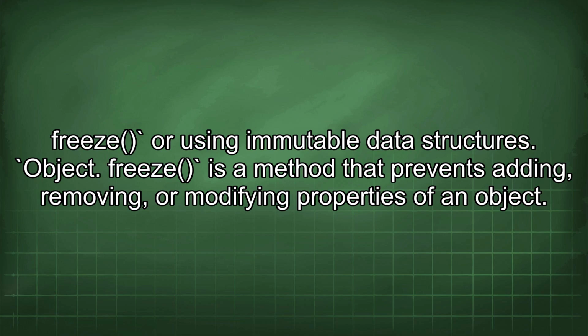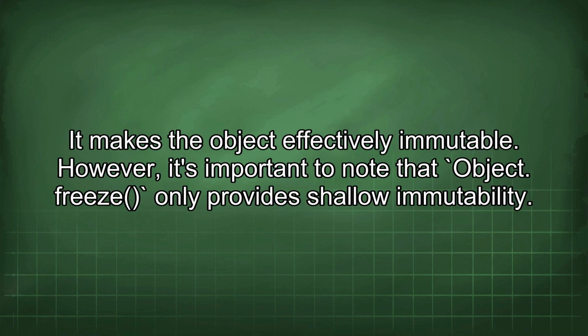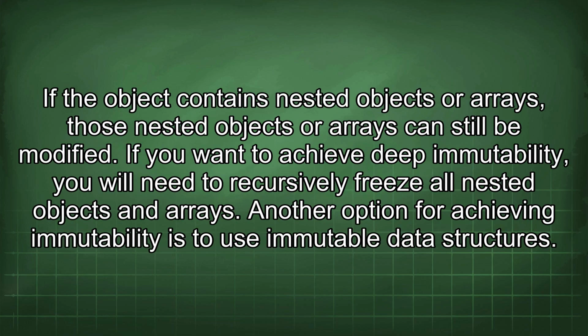Object.freeze is a method that prevents adding, removing, or modifying properties of an object. It makes the object effectively immutable. However, it's important to note that Object.freeze only provides shallow immutability. If the object contains nested objects or arrays, those nested objects or arrays can still be modified. If you want to achieve deep immutability, you will need to recursively freeze all nested objects and arrays.